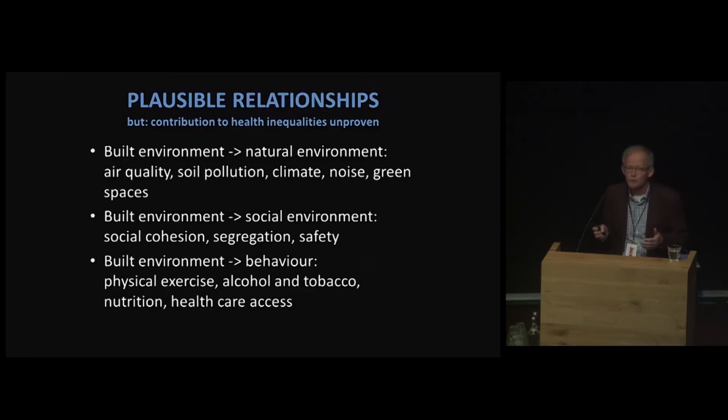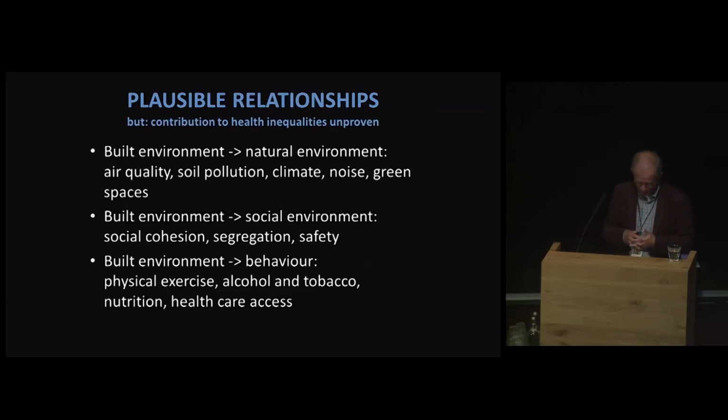The second mechanism is through the social environment. Certain areas are more promotive of social cohesion than others. If you build neighborhoods with very uniform houses, you can promote segregation, and in some studies, segregation has been found as a risk factor for health problems, and the built environment can also promote or be a barrier for safety, both in perceived terms, but also in terms of traffic safety.